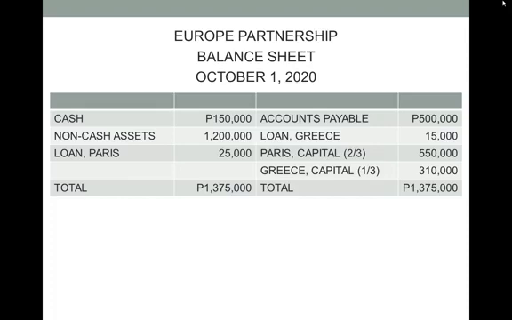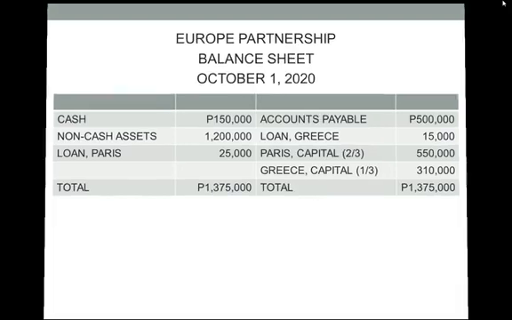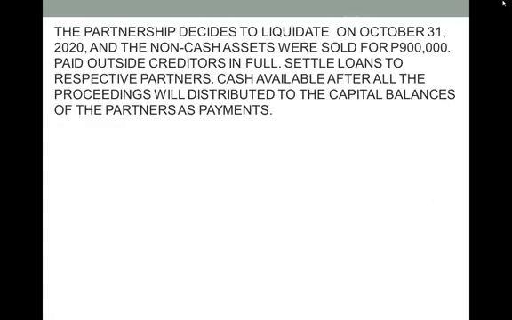So, loan from Paris, and then loan to Greece. The effect of that on the capital accounts of the partner is, when it's on the debit side, you deduct it. And when you see that the loan is on the credit side, you add it. So that you can see what I'm saying, let's have the solution later.